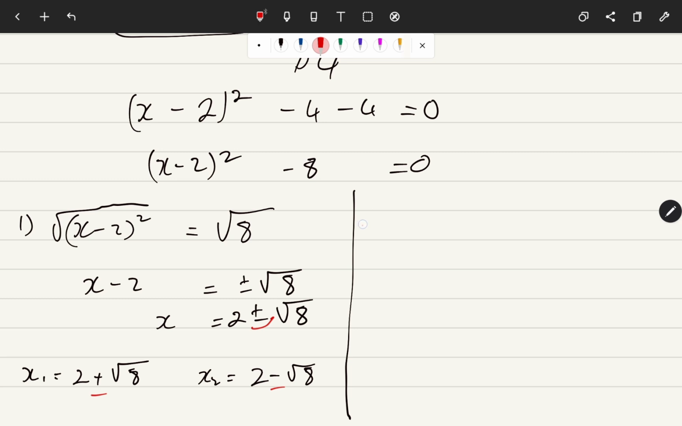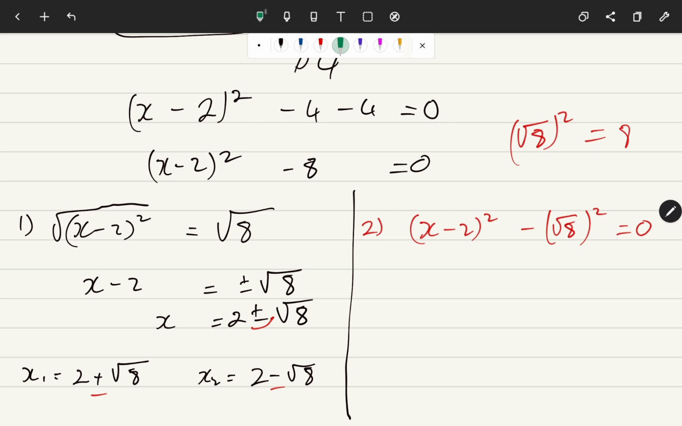But now person 2 instead can say, square root of 8 squared is the same as 8, right? So from that knowledge, what do you do? I'm just going to write it up here. Square root of 8 squared is just equal to 8. We did this in the previous chapter. So now you're going to say you have x minus 2 squared minus square root of 8 squared equals to what? Equals to 0.